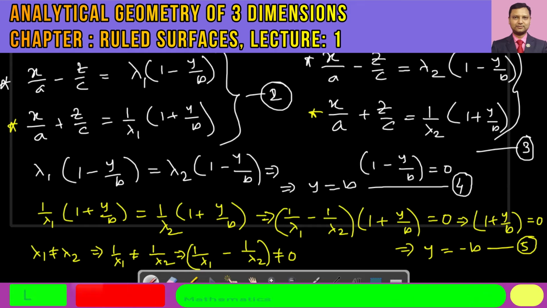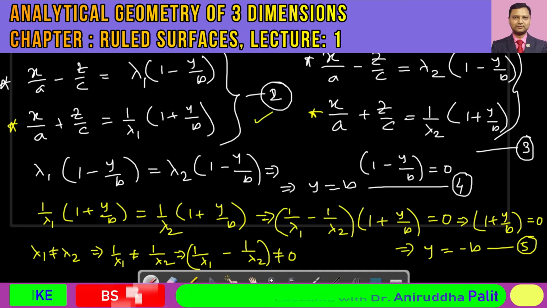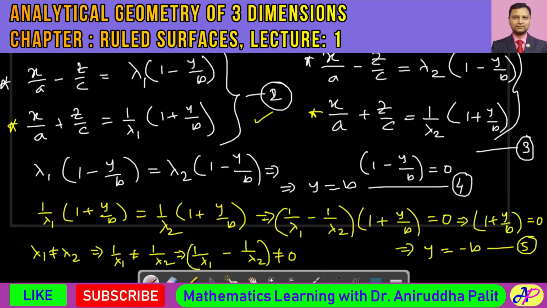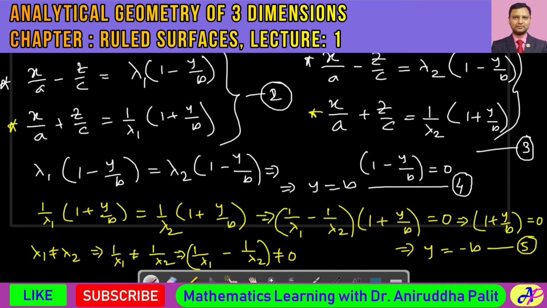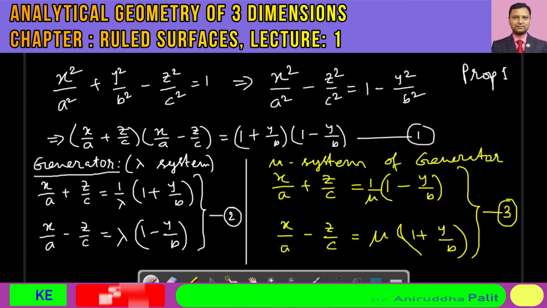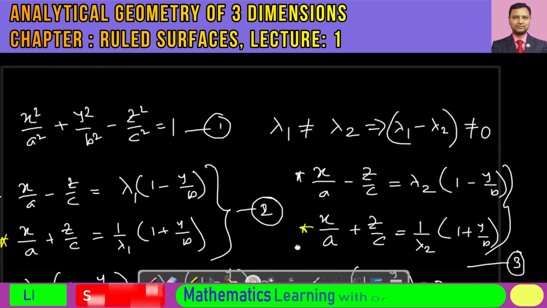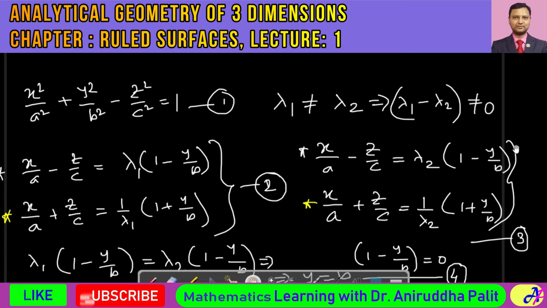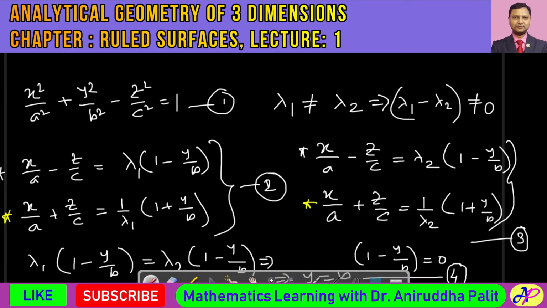So this contradiction says that we can never find a point of intersection of the generator with lambda equal to lambda 1 and the generator with lambda equal to lambda 2. So we can say that two generators in the lambda system would never intersect. Similarly, if we consider the mu system, you can prove that any two generators in the mu system will never intersect.